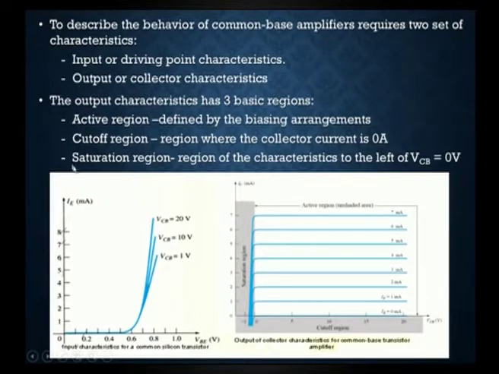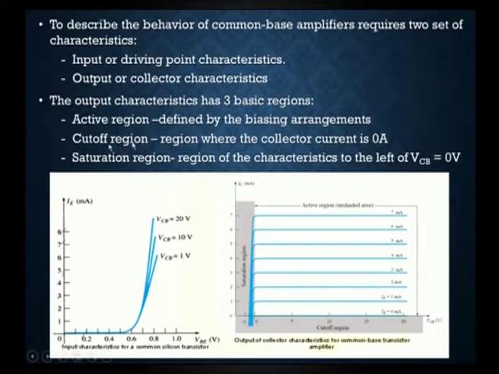This is important: for the output characteristics, we find the active region, which is defined by the biasing arrangement. The biasing arrangement gives the active region property. So, this is the region where the transistor operates as an amplifier. And also the cutoff region, which we can see here in the figure. In the cutoff region, the collector current is 0.